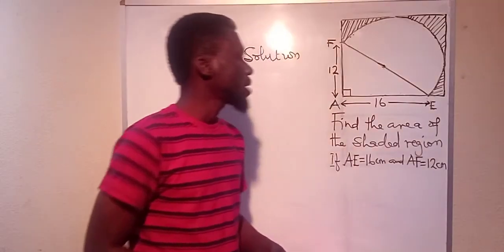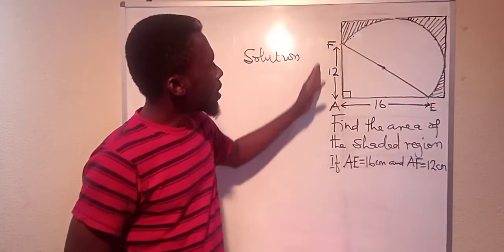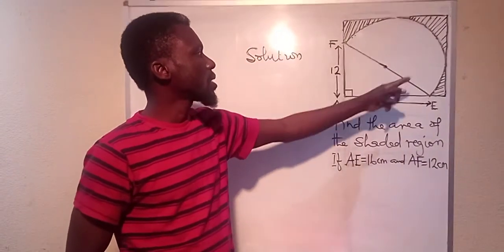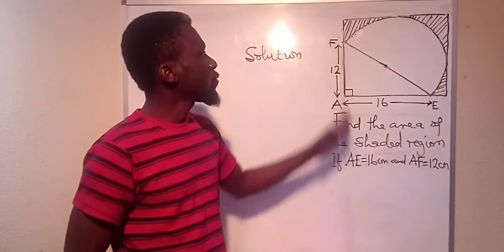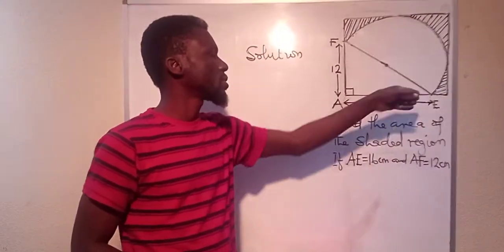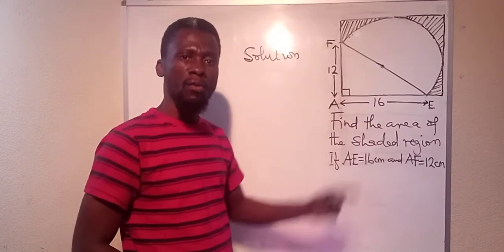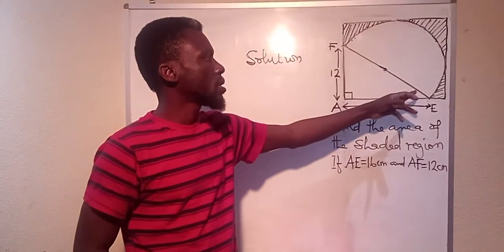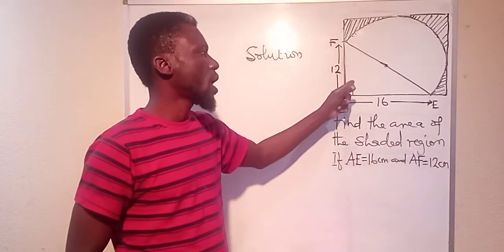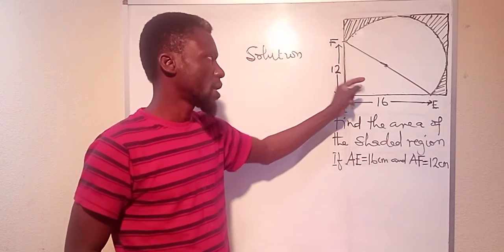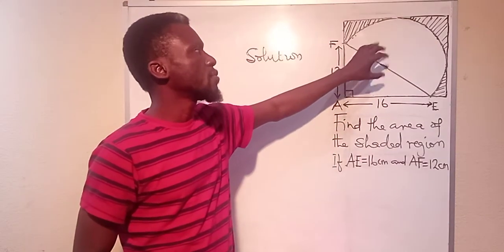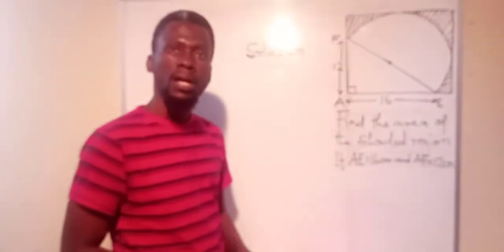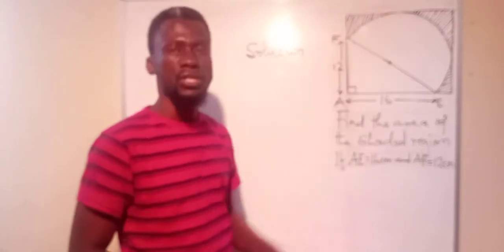Looking at this diagram, we can see that it is made up of three figures: a rectangle, a semicircle, and a triangle. If we are to find the area of the shaded region, that means we find the area of the rectangle, the area of the semicircle, and the area of the triangle. When we find the sum of the area of the triangle and the semicircle and subtract it from the area of the rectangle, what will be left is the area of the shaded region.